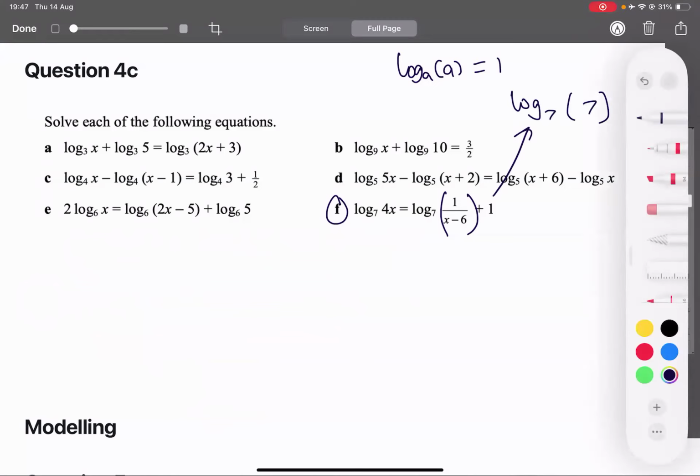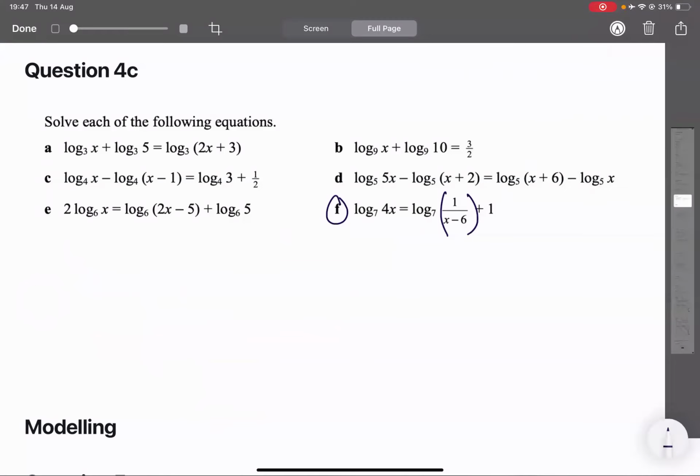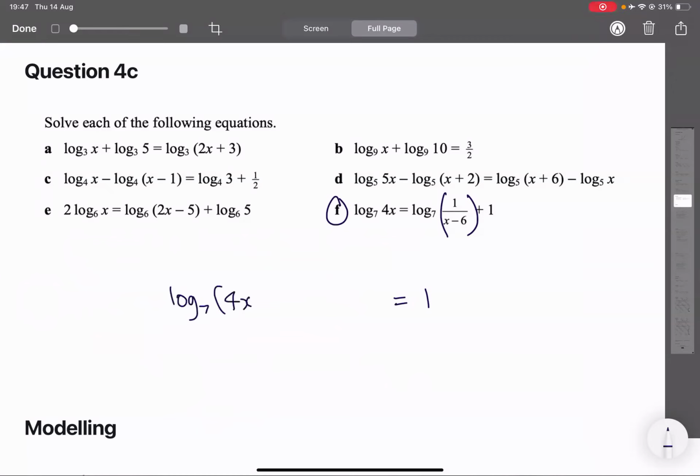So we can do that, but I want to avoid that method just because it's hard to remember under pressure. So let's stick to our proper method. I want to solve it as if it's a year 9 question. I want to collect like terms properly. So how would I do that? Would you move it to the other side? Yeah. So what would it look like? Log 7, 4x minus log 7, 1 over x minus 6 equals 1. Yeah. And then next step?